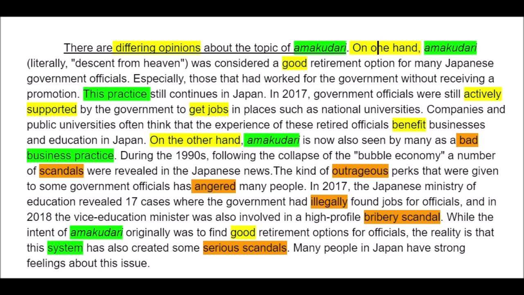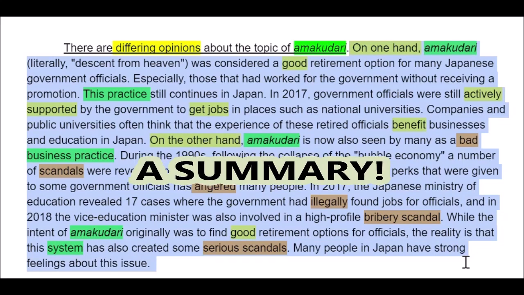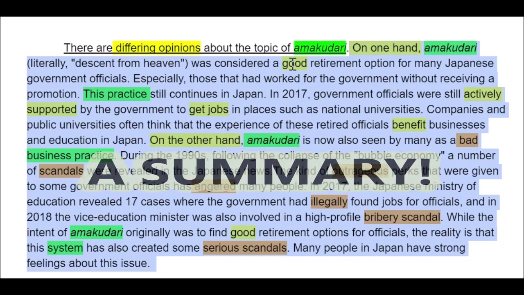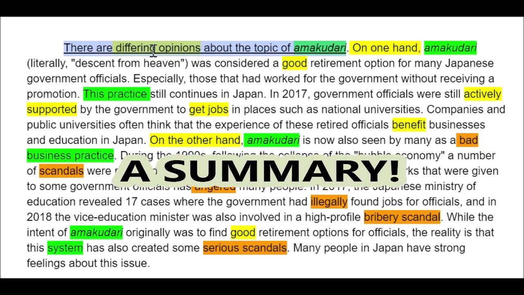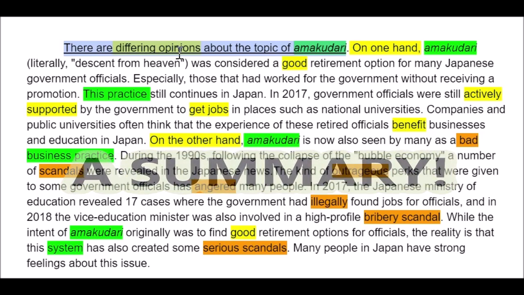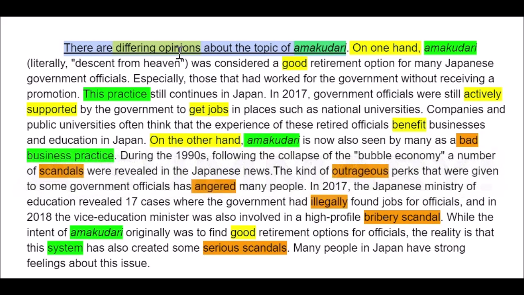The important thing here, and thank you for listening this far, is to go back and talk about what a topic sentence is. A topic sentence is a summary of all the other sentences in the paragraph. So when you find your topic sentence, this is a summary of all the other sentences. And as you can see, that summary is: there are two main opinions about Amakodari. One is good, one is bad.